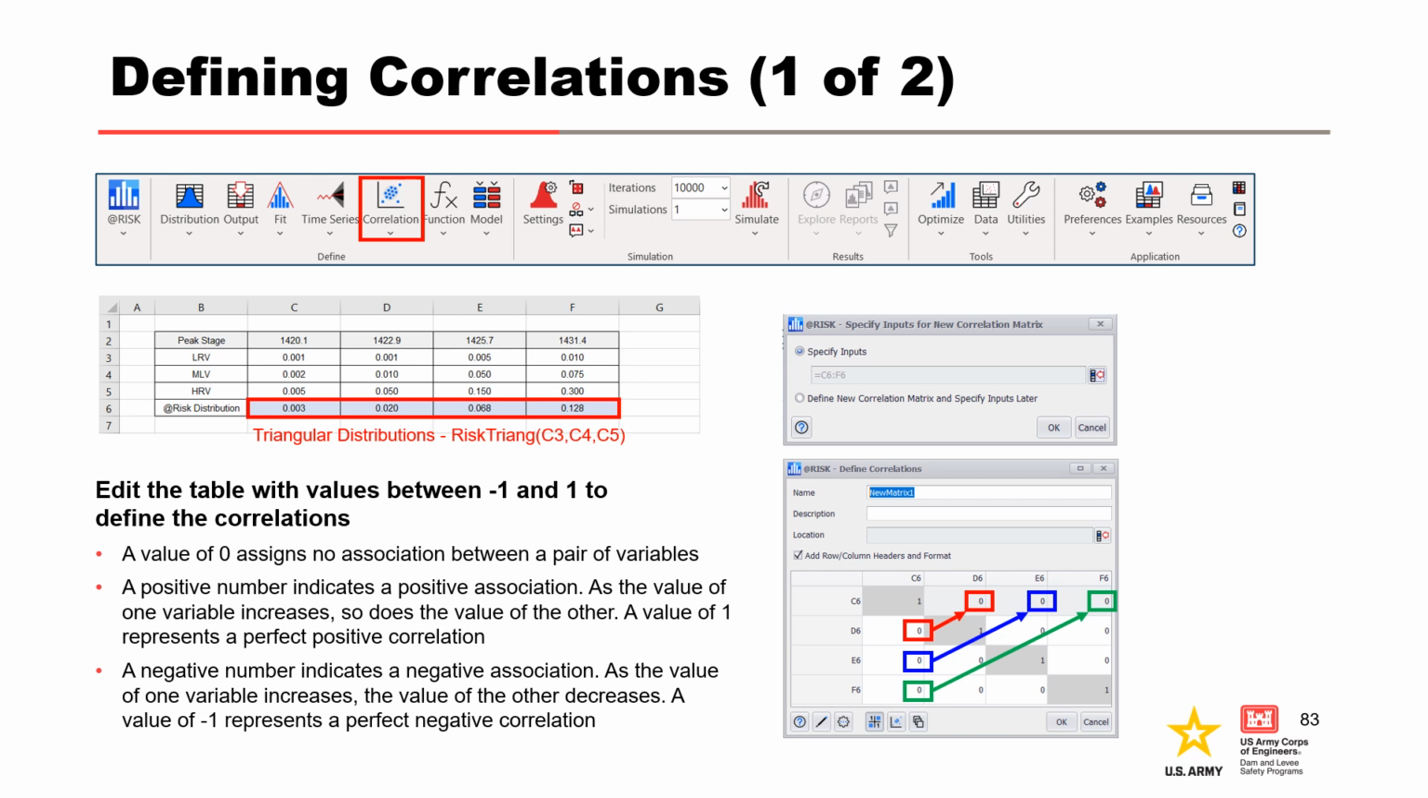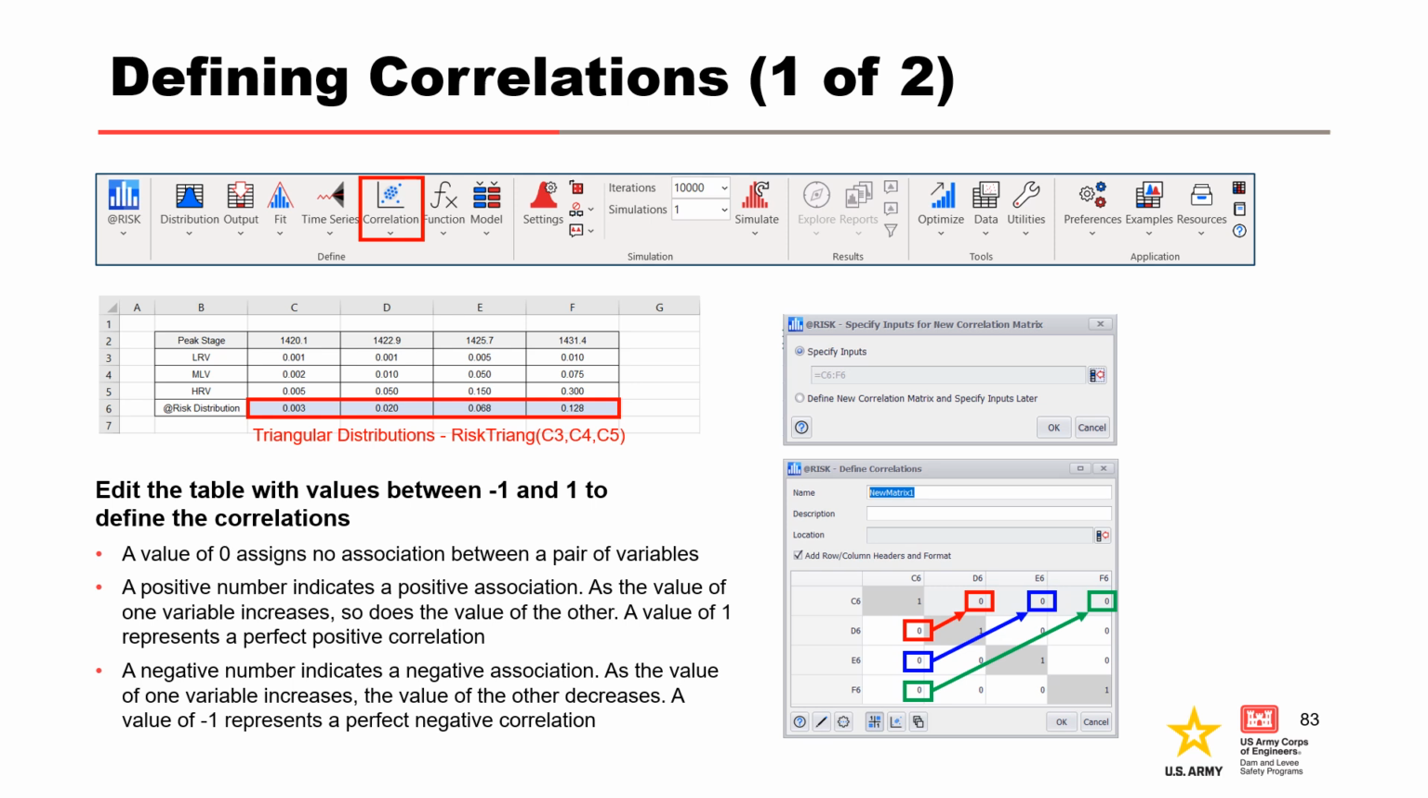The matrix will be a table of values from -1 to 1. A value of 0 assigns no association between a pair of variables. A positive number indicates a positive association. As the value of one variable increases, so does the value of the other. A value of 1 represents a perfect positive correlation. A negative number indicates a negative association. As the value of one variable increases, the value of the other decreases. A value of -1 represents a perfect negative correlation.